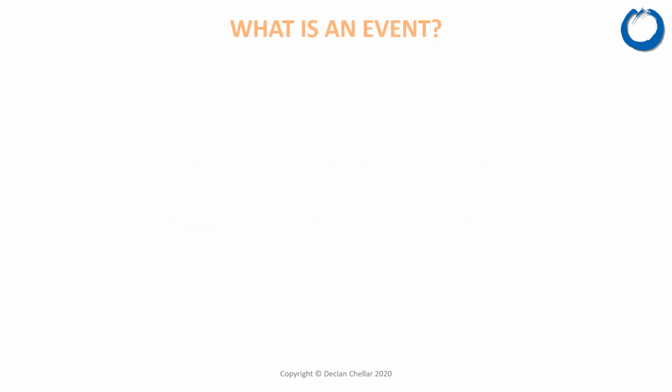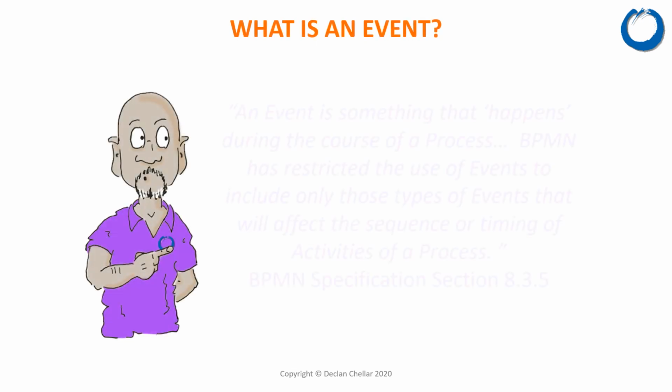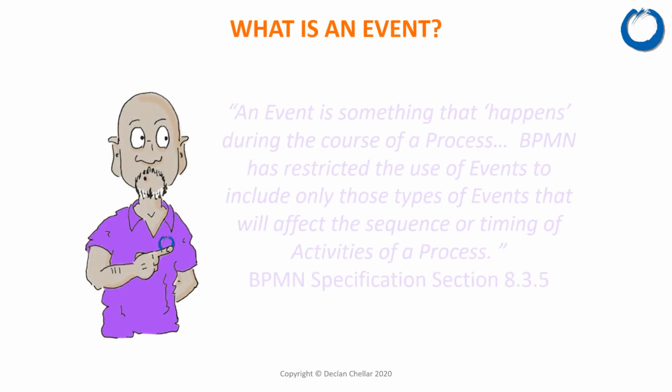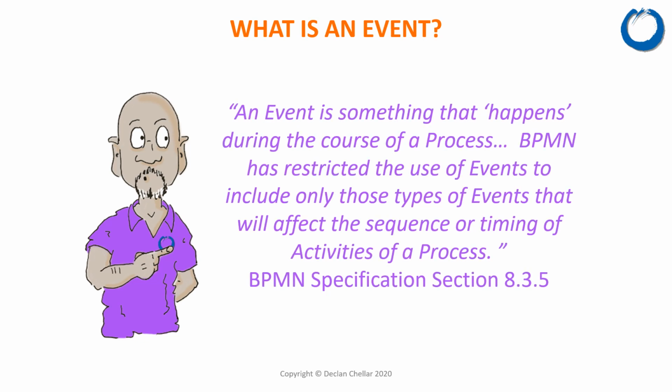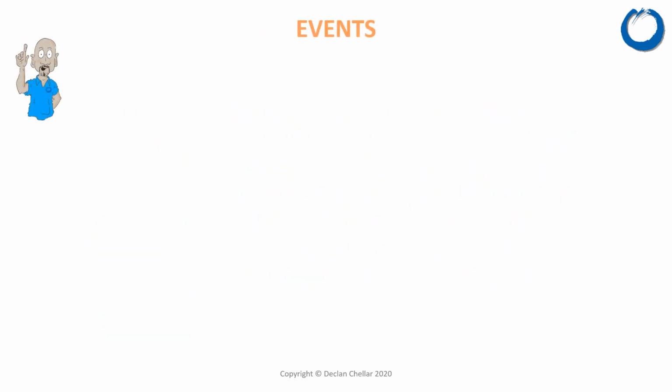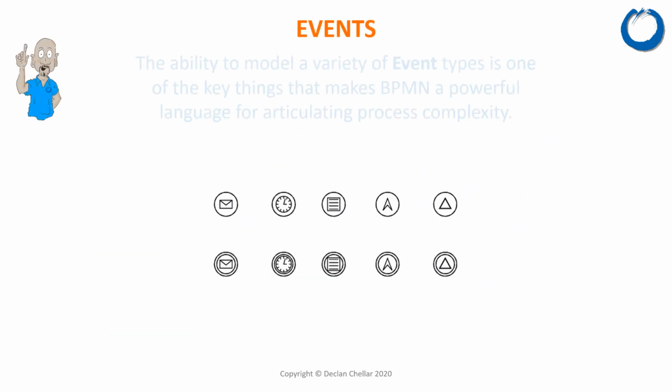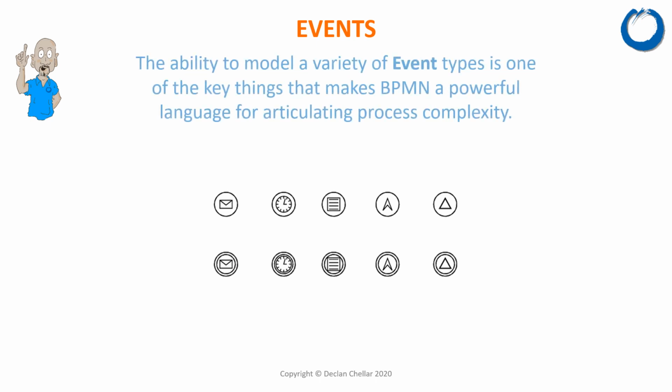What is an event? An event is something that happens during the course of a process. BPMN has restricted the use of events to include only those types of events that will affect the sequence or timing of activities of a process. The ability to model a variety of event types is one of the key things that makes BPMN a powerful language for articulating process complexity.